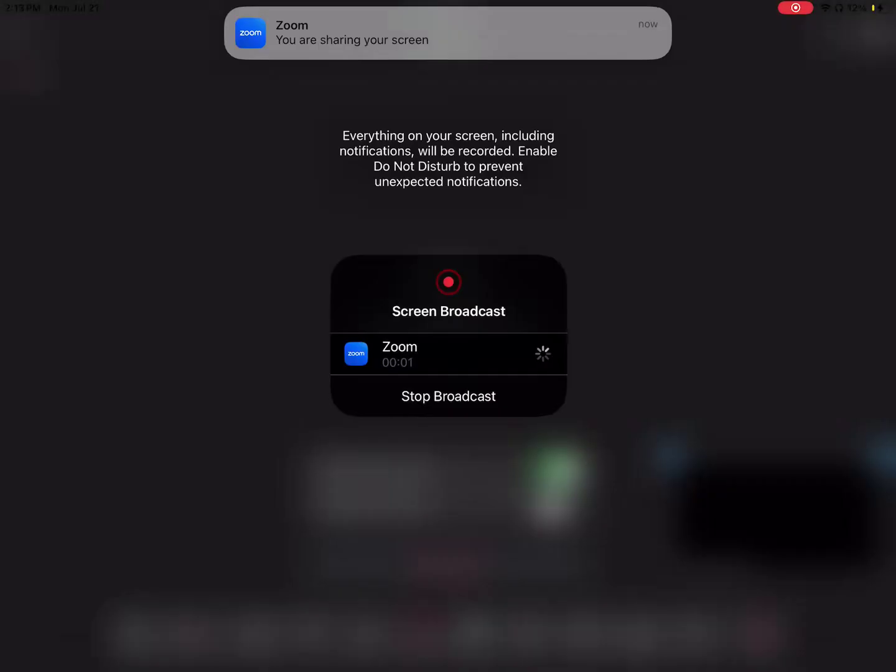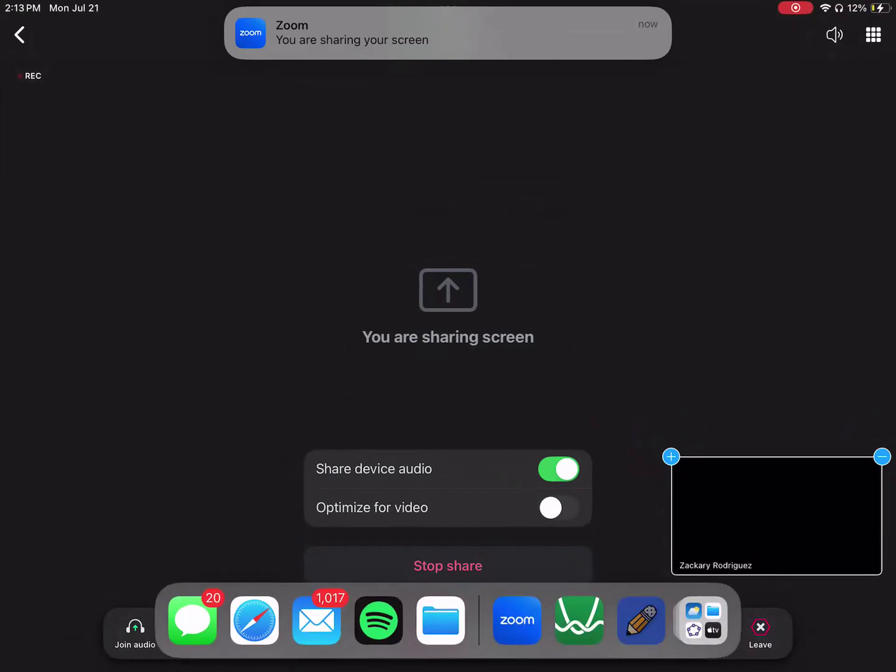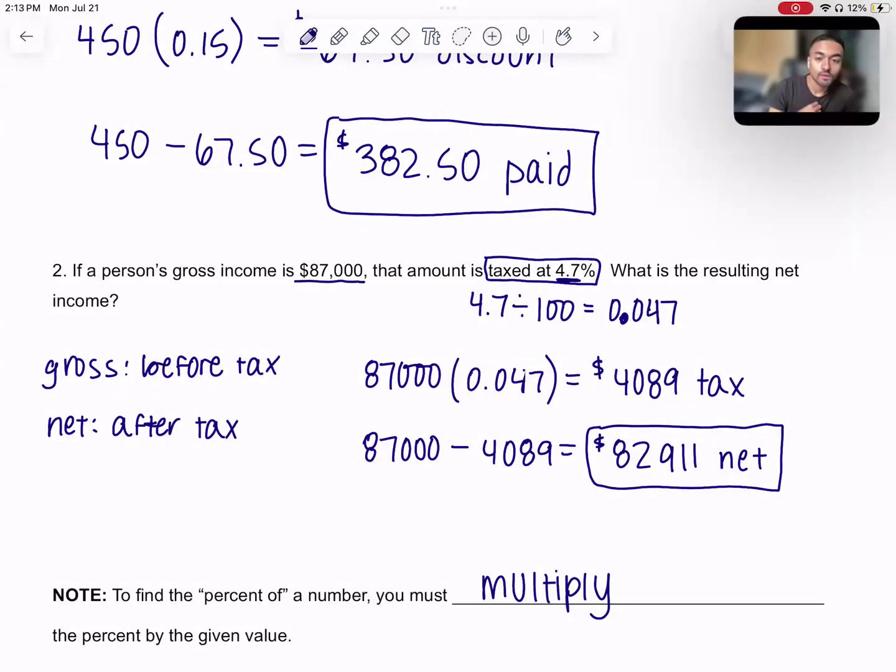We pay tax to our government in our weekly salaries, so we actually earn less than what our gross pay is. So we take 87,000 and multiply it by that percent, 0.047. You get the amount that you pay in tax. And then subtract the tax amount, 87,000 minus 4,089, to get how much net pay you have.